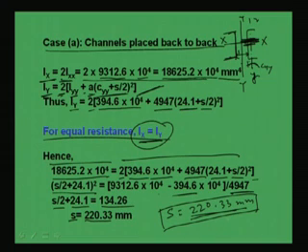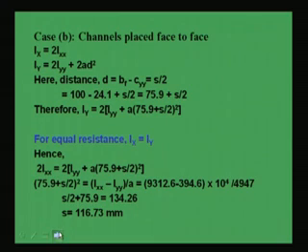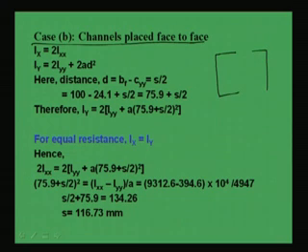In these circumstances, we can find out the maximum strength as 1437 kilonewton. Now, let us come to the second case. Second case means channels placed face to face. That means if one channel is like this and another channel is placed like this, then what should be the spacing to get the maximum strength of the member, right?